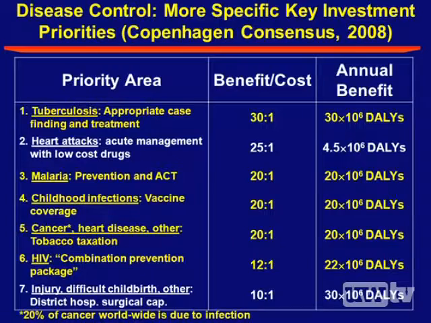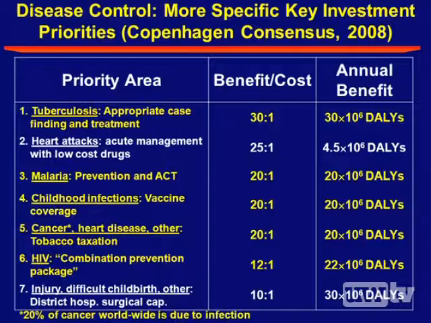And a subsequent effort, just a couple of years ago in Copenhagen, was to identify very specific investments that would have the biggest bang for their buck. So 7 of them are listed here. The first is very relevant for diagnostics. For tuberculosis, appropriate case finding and treatment. And the benefit to cost ratio is 30-1, with a big impact on disability-adjusted life years lost.